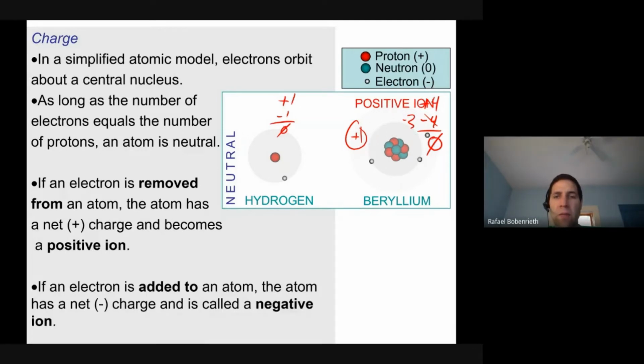And likewise, if an electron gets added, say, there it comes, do you see it?